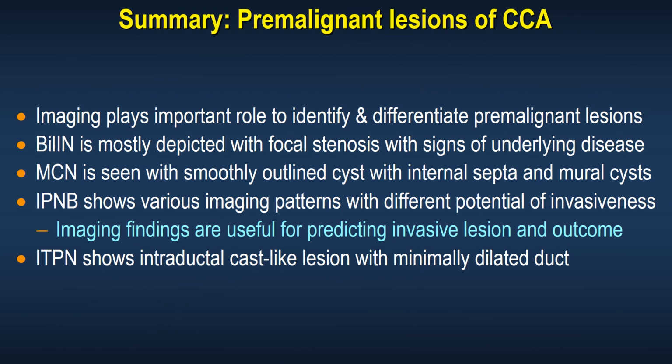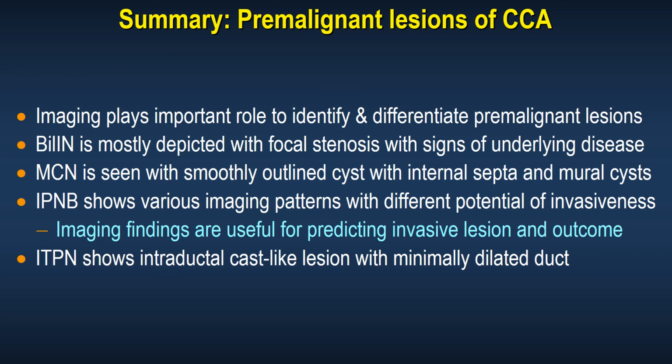Until now, the types and imaging findings of the premalignant lesions of cholangiocarcinoma have been reviewed. Imaging examinations help find the premalignant lesions of cholangiocarcinoma and play an important role in differentiation. Bilirubin is mostly found in the form of nonspecific focal stenosis, accompanied by imaging findings of underlying disease. MCN is characterized by presence of internal septa and mural cyst in a cyst showing a smooth outline.